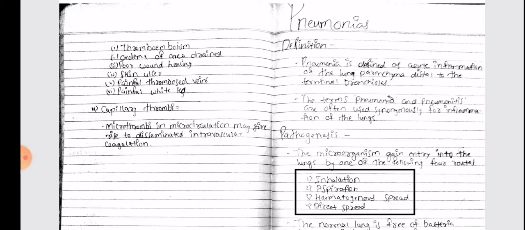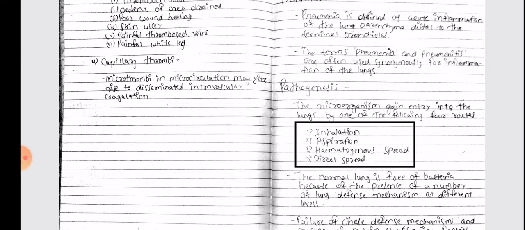So today we'll be continuing with our pathology exam revision series with our next topic, which is pneumonias. Pneumonia definition. Pneumonia is defined as acute inflammation of the lung parenchyma distal to the terminal bronchioles. The terms pneumonia and pneumonitis are often used synonymously for inflammation of the lungs.